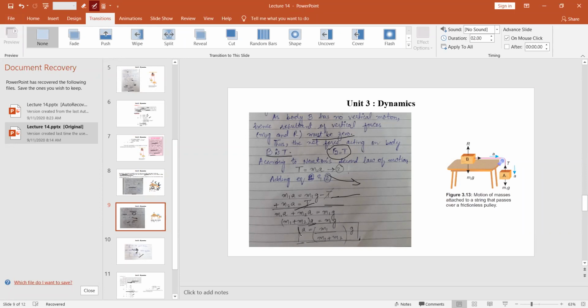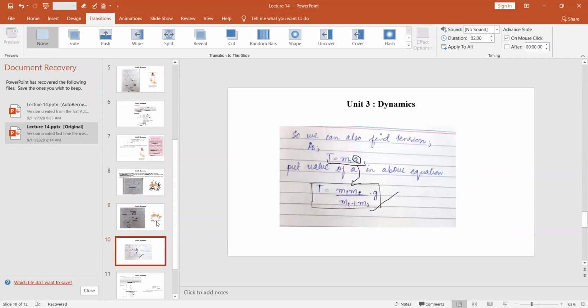So we just take m1 plus m2 to the other side, and we get a is equal to m1 by m1 plus m2 into g. This is the acceleration in the case when one object is moving vertically and the other is moving horizontally. So you must not get confused, because there are two different cases. In one case, both objects are in vertical motion, and in this case, one has horizontal motion and the other has vertical motion, right?